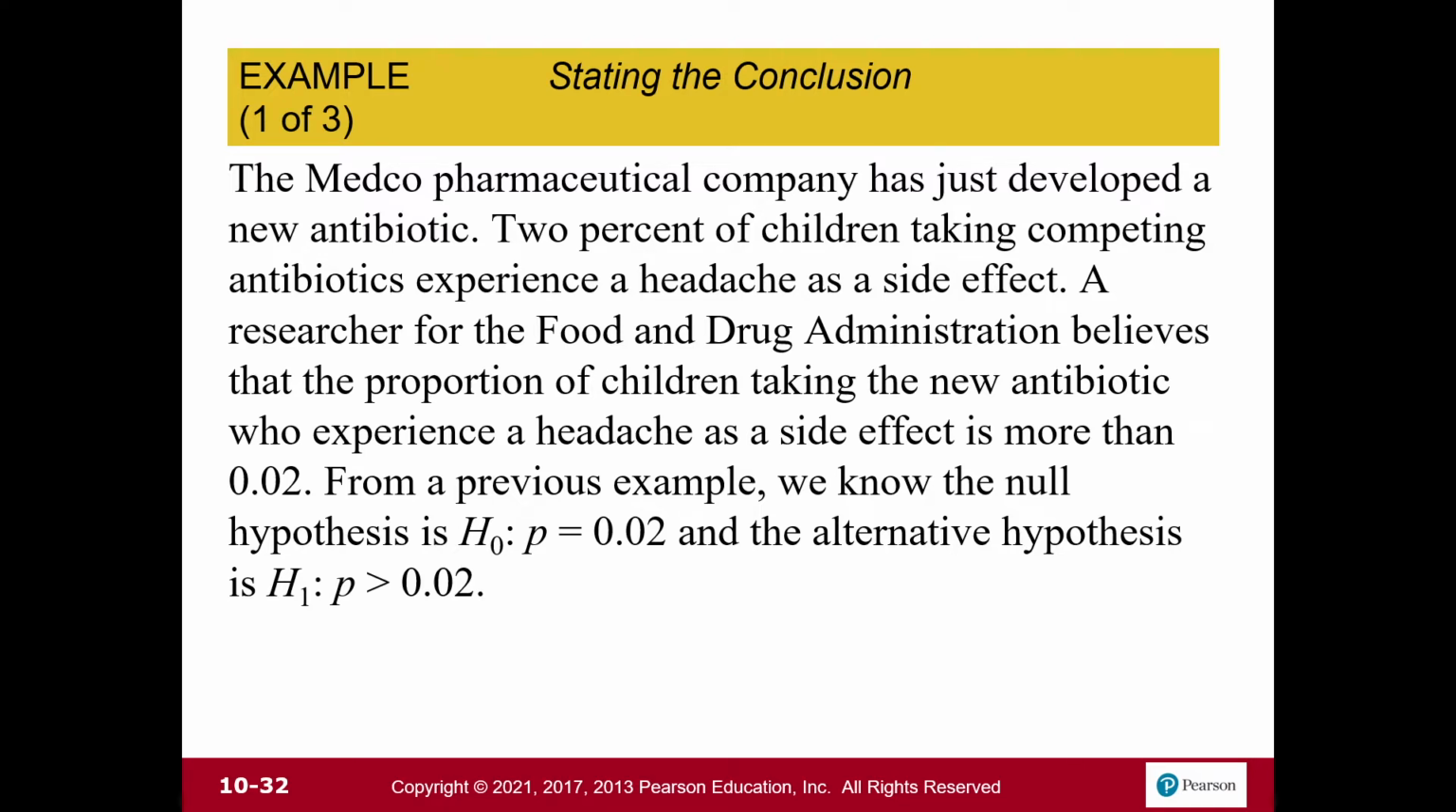So we have this problem again at Medco Pharmaceutical Company. They've just developed a new antibiotic. 2% of the children taking competing antibiotics experience a headache as a side effect. A researcher for the FDA believes that the proportion of children taking the new antibiotic who experience a headache as a side effect is more than 0.02. So from a previous example, we know that the null is P equals 0.02, and the alternative is P is greater than 0.02.